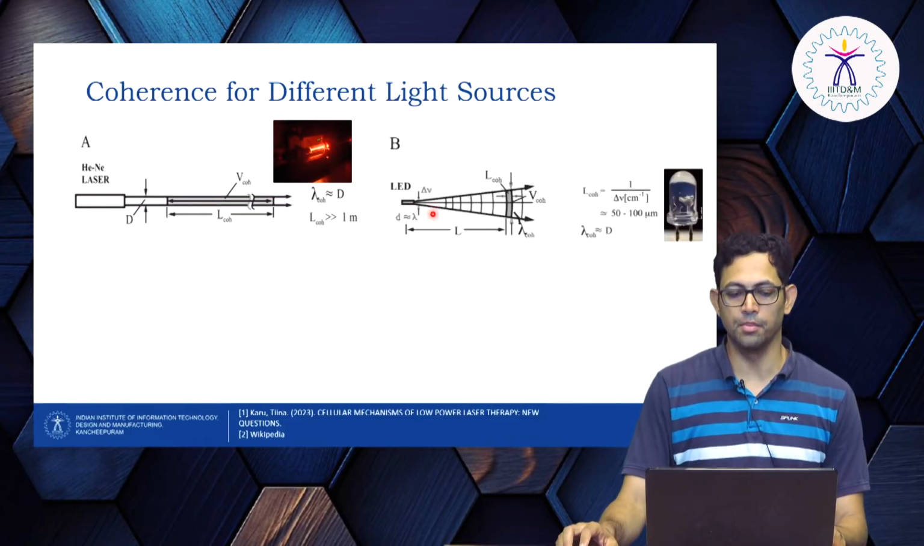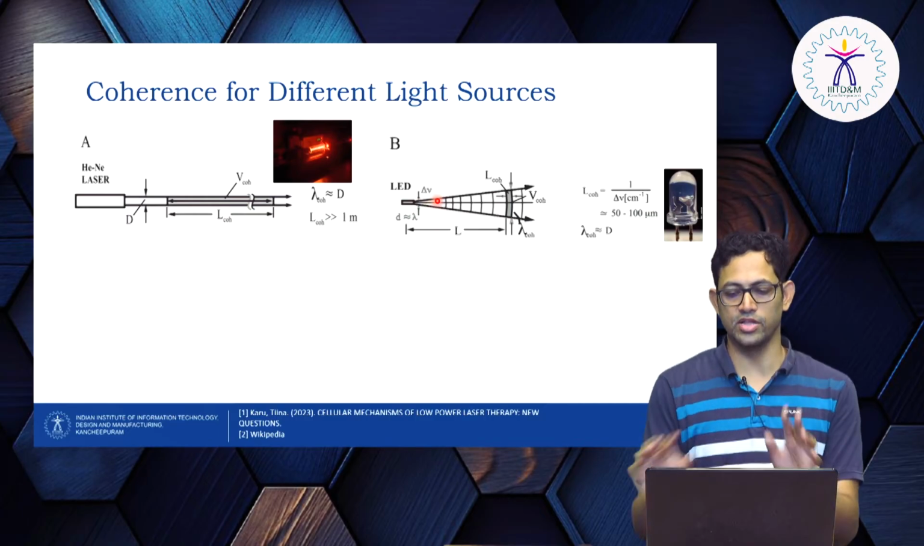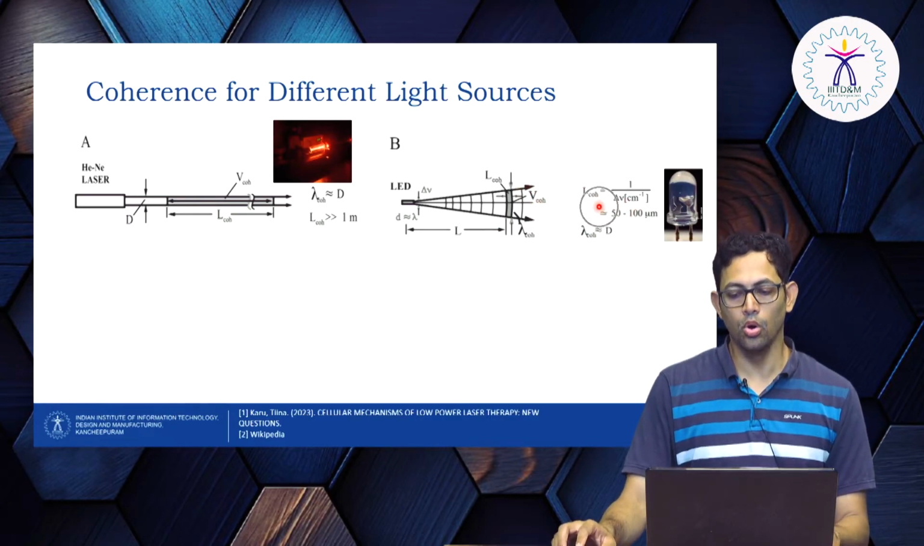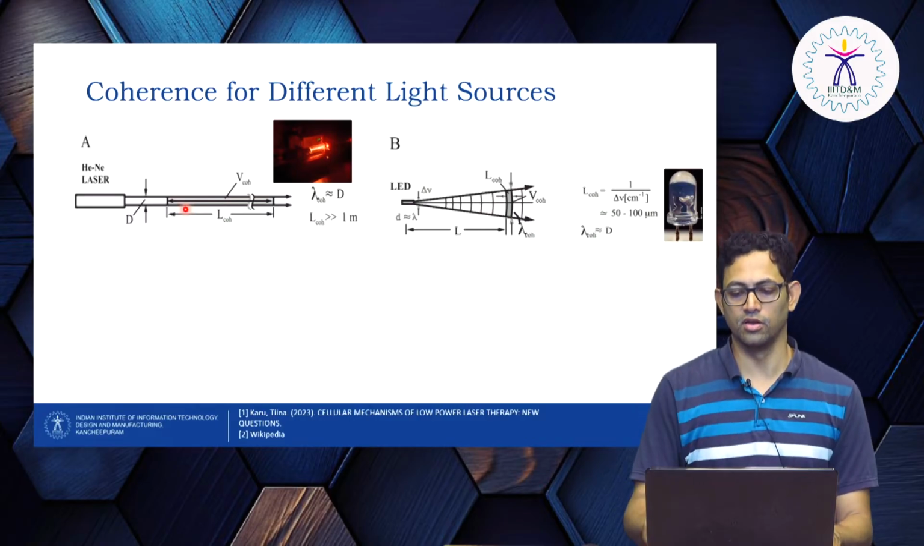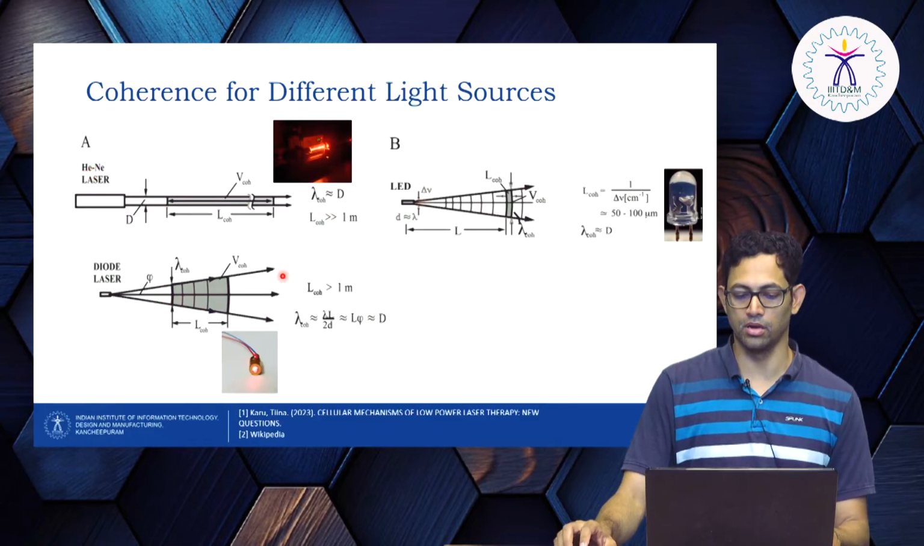Now let us see for the light emitting diode, right. The light emitting diode has a significant bend in the divergence, so it is bending into the adjacent regions, and it has a low coherence length. You can see over here, this is the coherence length, which is significantly smaller as compared to the helium neon laser, and one of the reasons is the spectral band. The diode laser has a spectral width between the helium neon laser and the light emitting diode, so its coherence length also lies between the helium neon laser and the light emitting diode.